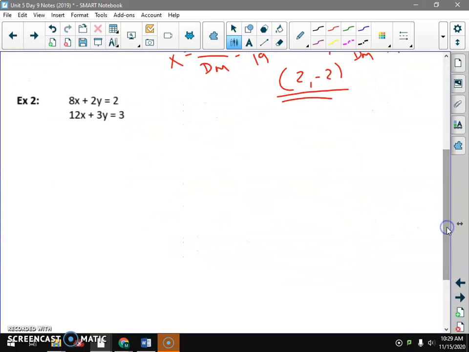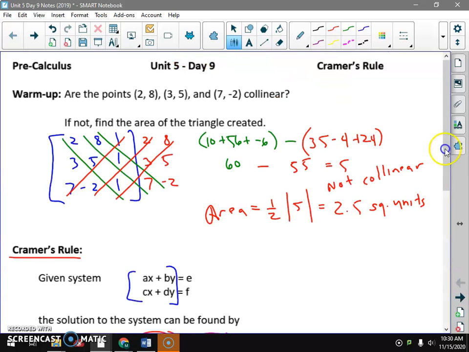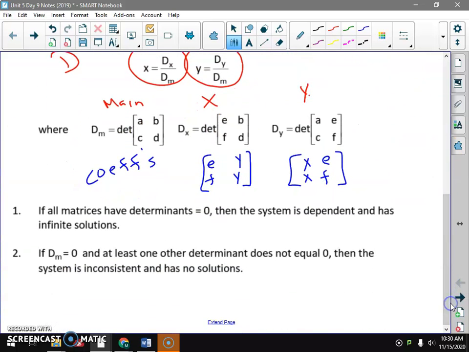All right, let's do another one. Main matrix, 8, 2, 12, 3. Let's find its determinant. 8 times 3, 24. 12 times 2, 24. 24 minus 24 is 0. Wait a minute. Dm goes in the bottom, and if the bottom's 0, what does that mean? Let's go back to those special cases I was talking about. Case 1.